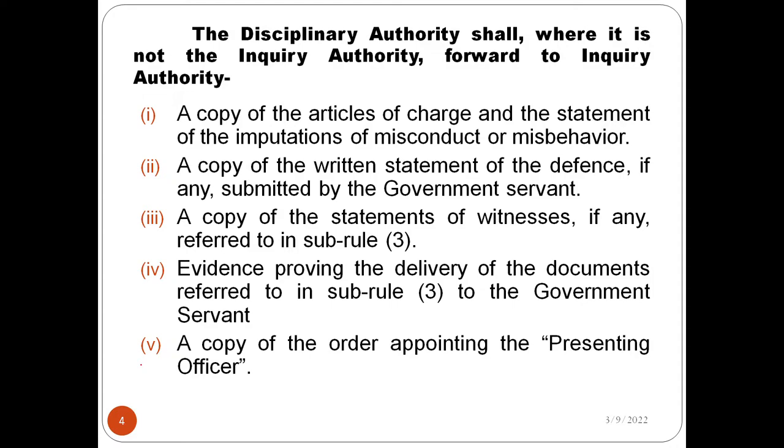If the IO is not the disciplinary authority, in that case the disciplinary authority will forward the copy of the articles of charge, statement of imputation of misconduct or misbehavior, copy of the written statement of defense, if any, submitted by the charged official, copy of the witness evidence, proving the documents regarding whether it was delivered to the charged official or not, and also a copy of the order appointing the presenting officer. These will be forwarded by the disciplinary authority to the IO in case he is not the inquiry authority.